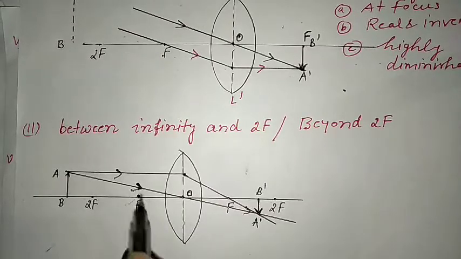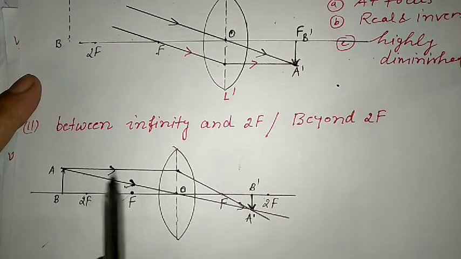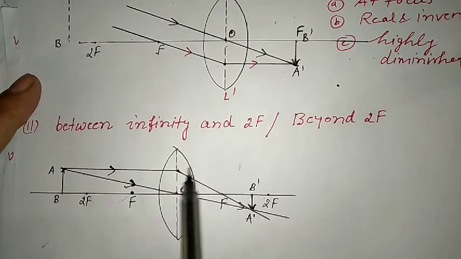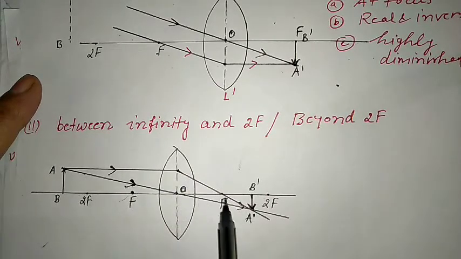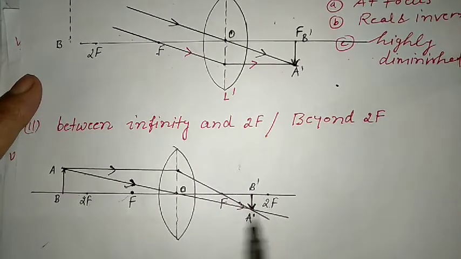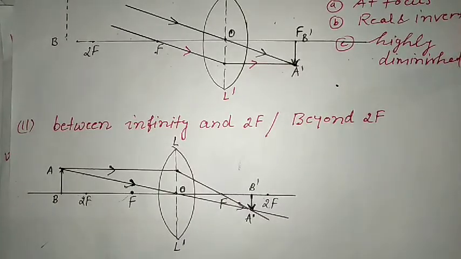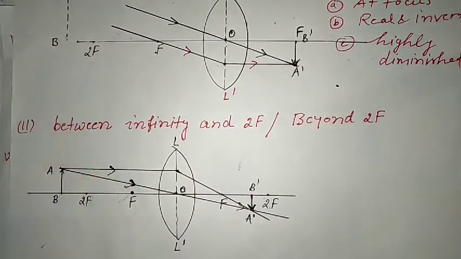The ray which is passing through the optical center will not refract. Another ray which is parallel to the principal axis, after refraction will pass through the focus, where both the rays will meet between F and 2F. This is the lens LL dash, or you can write LM, LN, your choice.